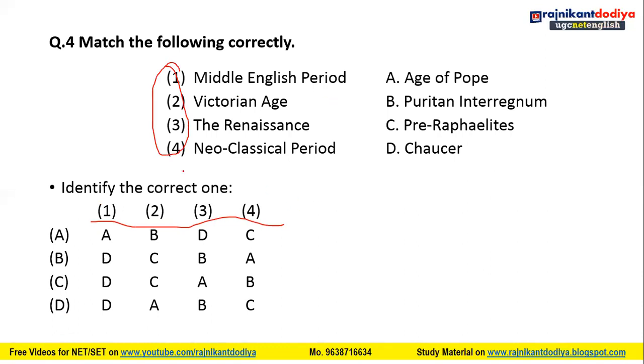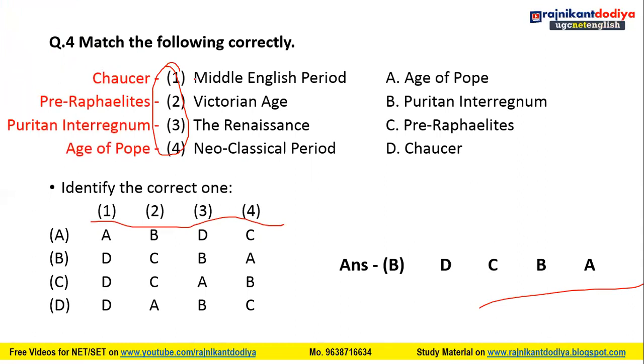Middle English period, Victorian age, the Renaissance, Neoclassical period. So where can this be matched? So here we have the right answer, DCBA. DCBA is given here. Let's see it. Chaucer is included in the Middle English period. Then Pre-Raphaelites are included in Victorian age. Then Puritan interregnum is a part of Renaissance, and Age of Pope is also a part of Neoclassical period. So it was a very important question.